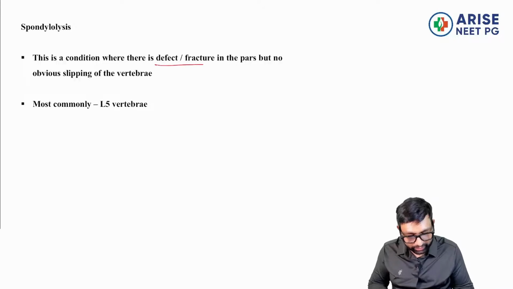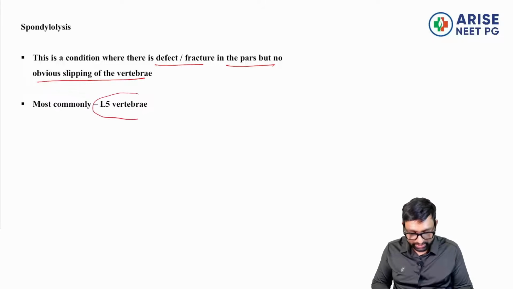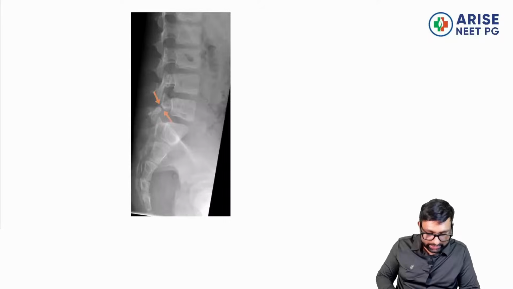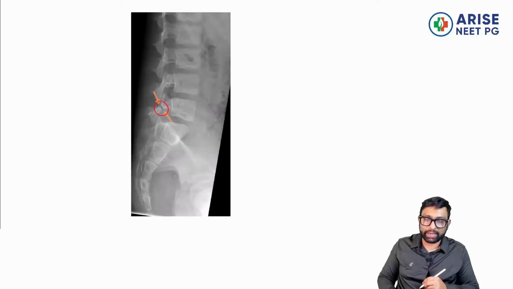Spondylolysis is where there is a defect or a fracture in the pars, but no obvious slipping of the vertebrae. Most commonly seen in L5 vertebrae. Okay, so this is an example of spondylolysis where you can see here that there is a break in the pars. Can you see there is a break in the pars?